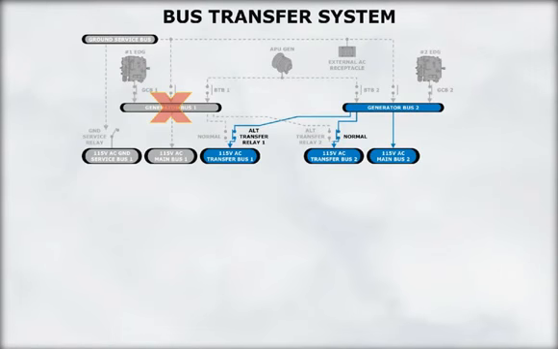A bus transfer system ensures that a transfer bus remains powered in the event the associated generator bus fails. When a generator bus is not powered, its transfer bus automatically connects to the powered generator bus. After the transfer has taken place, most of the electrical system remains powered, with the exception of the failed generator bus and its associated main bus.